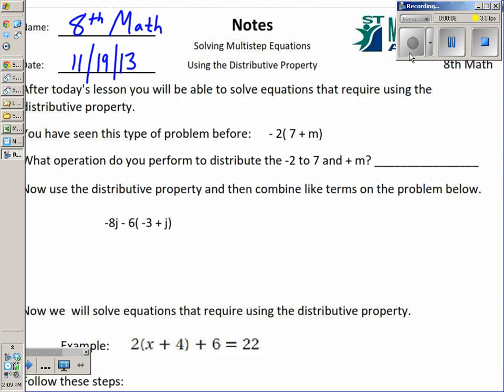Today is November 19th, 2013, and this is going to be page 24 of your notes. It's going to be a continuation of the notes that we started yesterday, where you have to solve multi-step equations. This one, you're going to have to use the distributive property to be able to solve these.